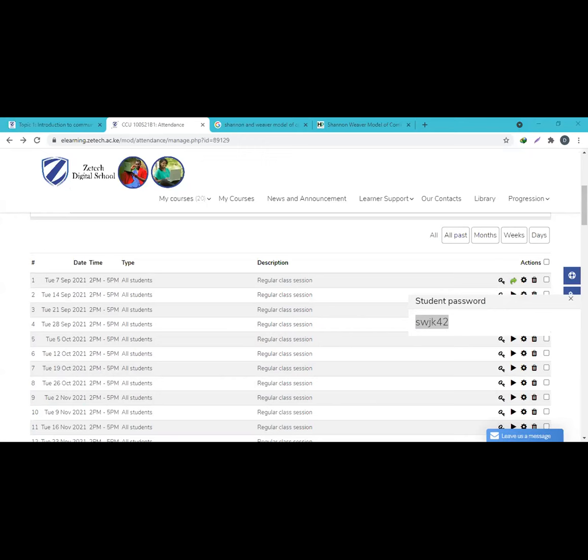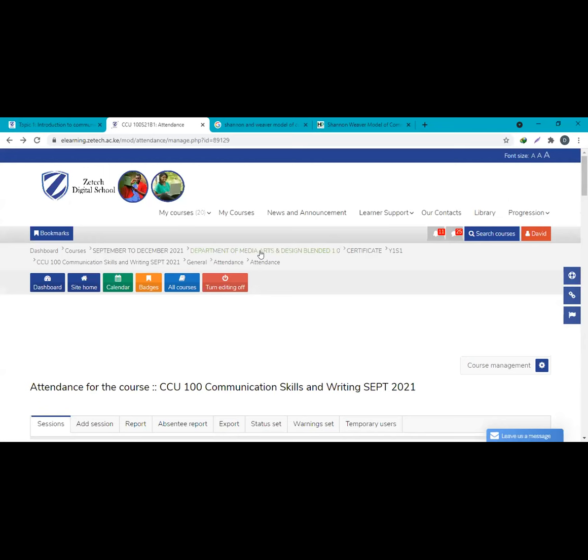Once you're done with everything, you can go and tick your register using that code. Once you tick your register, that is it. You will get your name. When you click your register on your side, it will ask you for the code. So you will give it that code that I've already shared on WhatsApp, SWJK42. And then you will do what?